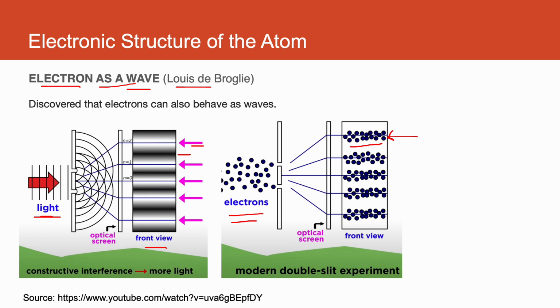So when electrons were shown in this panel, they have a tendency to produce constructive interference and destructive interference. The front view of this experiment shows that electrons are seen in this side, meaning you have constructive interference mimicking a wave-like property. So this proved that electrons could actually behave as a wave.